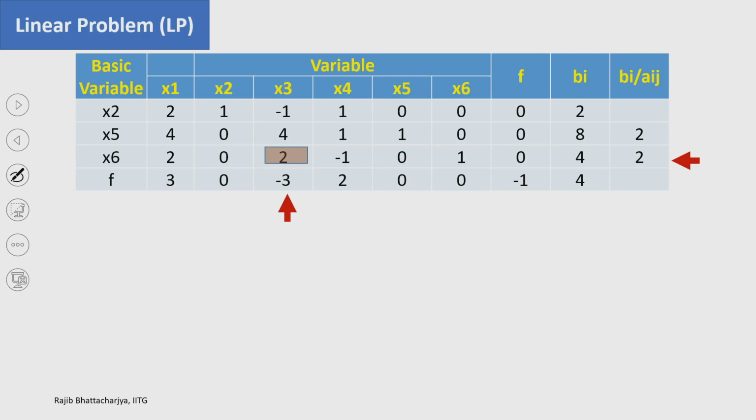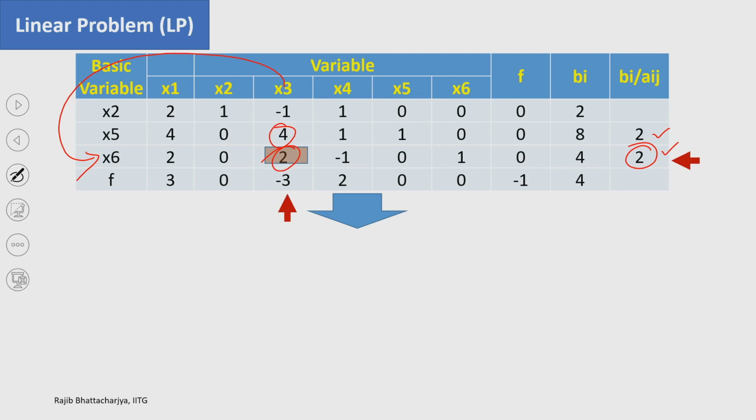So now what can I do? Let us see if I consider this as a pivoting element. Earlier we considered this one, but as I said, when the ratio is equal, the ratio is 2 and 2, so you can select one of them. Earlier we selected the first one; if I select the second one, then this will be your pivoting element. In that case, x3 will come here, x3 will replace x6.